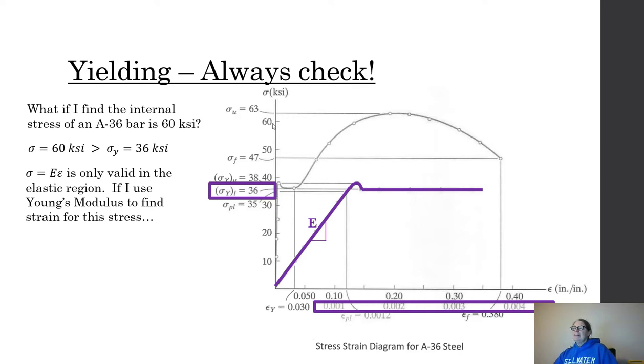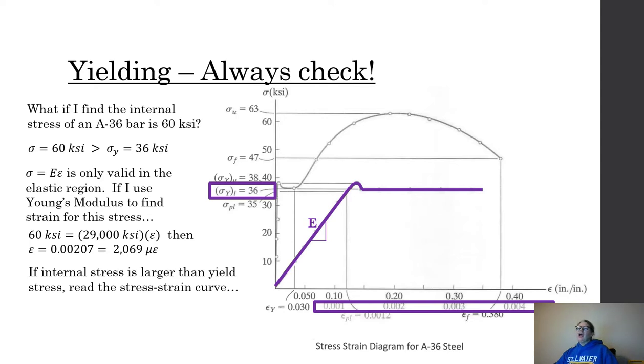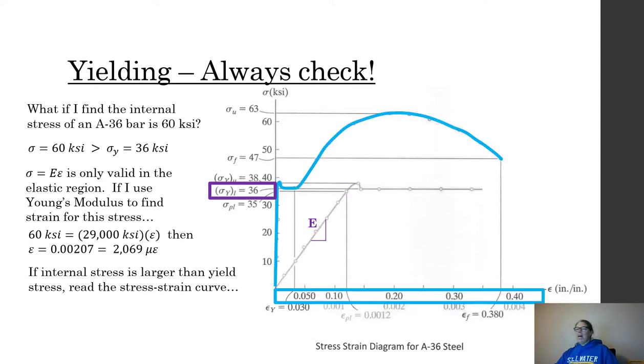If I'm at 60, and I'm using these tops, you can see that the number you're going to get for 60 is much, much bigger than any value that you would get in the elastic region. So for 60 KSI, if I wanted to just look at stress equals E times strain, and I used that modulus of elasticity because I'm assuming it's elastic, I would get a strain of 0.00207, or I could call that 2069 microstrain. Very, very tiny, but it's actually larger than that. It's actually not in the elastic region.